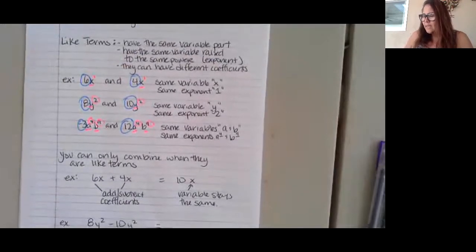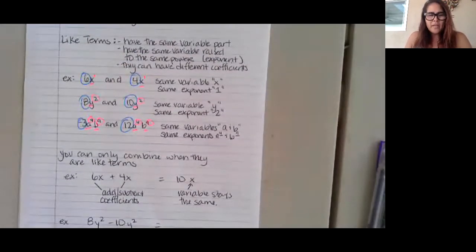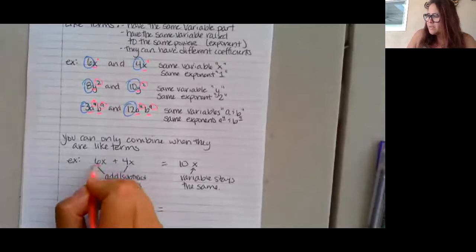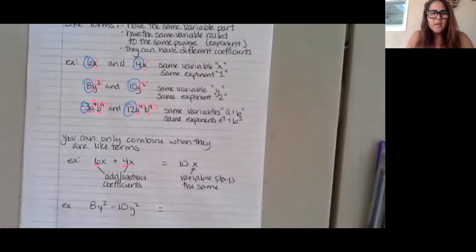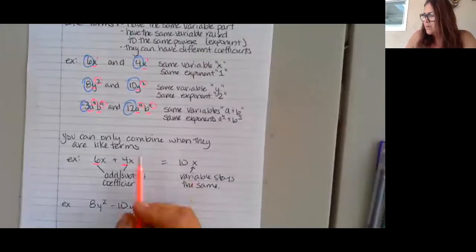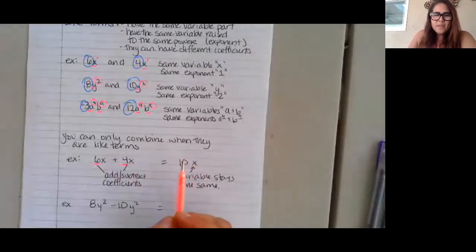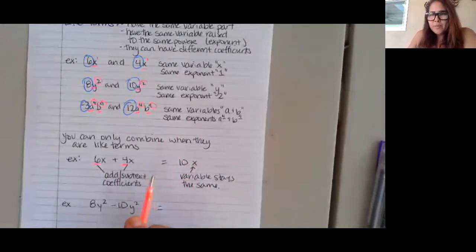So you can only combine when they are like terms. So what does that mean? Okay, let's look at this example. I have 6x plus 4x, and in that, I'm going to add or subtract. In this case, I'm going to add my coefficients. Remember, these are your coefficients right here. They're the number in front of your variable. In this case, it's 6 and 4. I'm going to add them together. That gives me 10. My variable is going to stay the same, so I don't do anything with this other than just bring it over and identify that it's there. This is very different than when you multiply or divide. So make sure your variable stays the same.